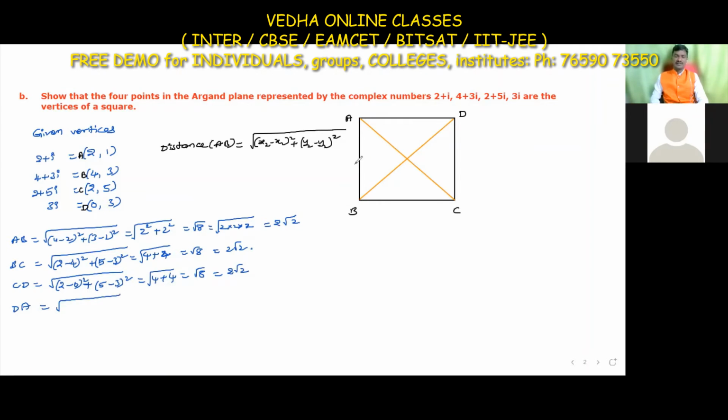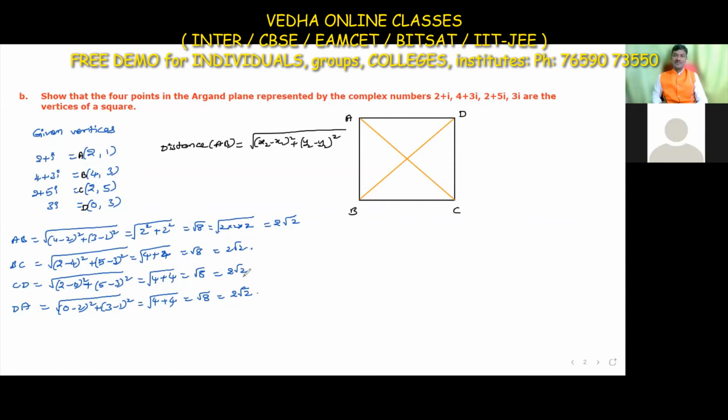Then DA distance, D and A: 0 minus 2 whole square plus 3 minus 1 whole square. This is minus 2 whole square, 4, 3 minus 1 is 2 square, 4. Root of 4 plus 4 is root 8. Root 8 is 2 root 2. Okay, so all sides are equal. AB is equal to BC is equal to CD is equal to DA. All sides are equal.